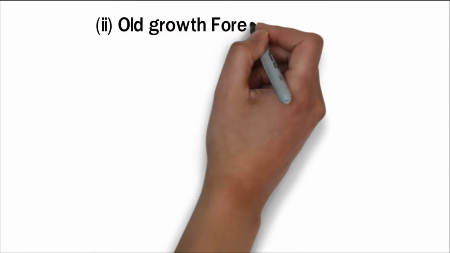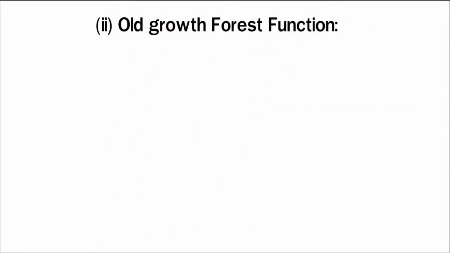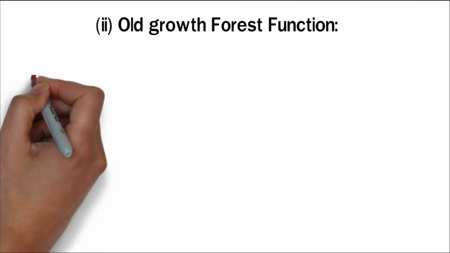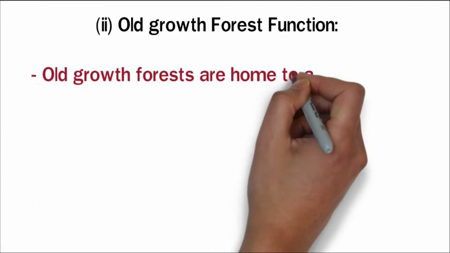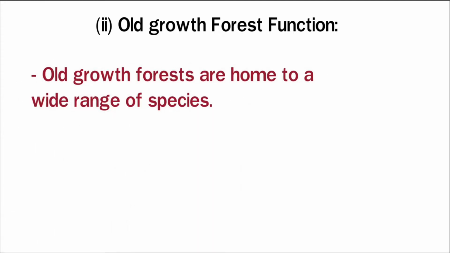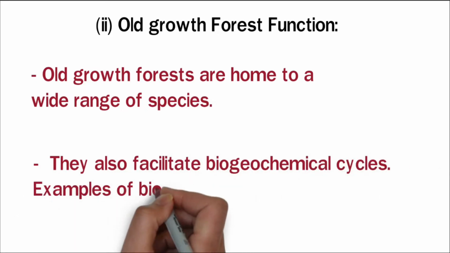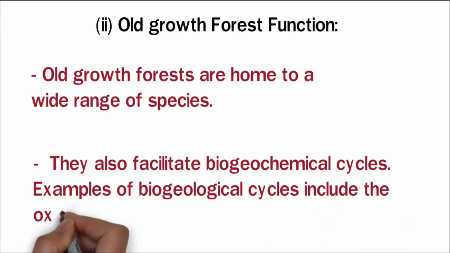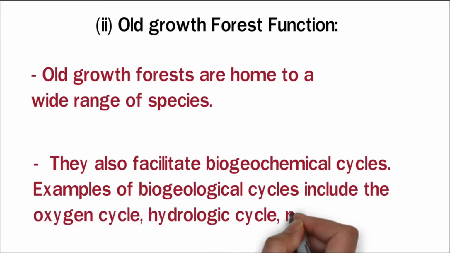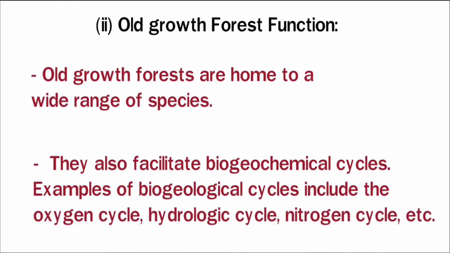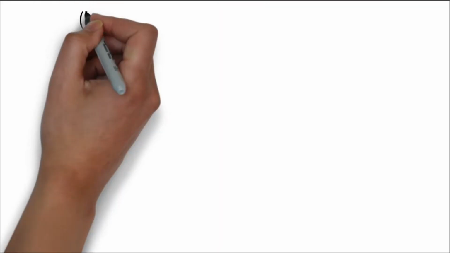Old-growth forest function. Function refers to the role that the forest plays in an ecosystem. Old-growth forests are home to a wide range of species. They also facilitate biogeochemical cycles. Examples of biogeochemical cycles include the oxygen cycle, hydrologic cycle, nitrogen cycle, etc.